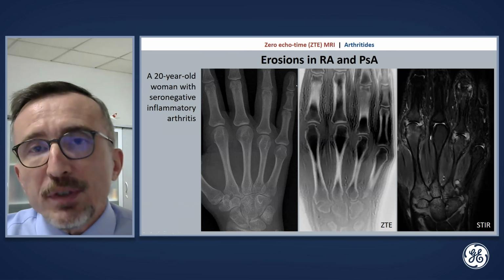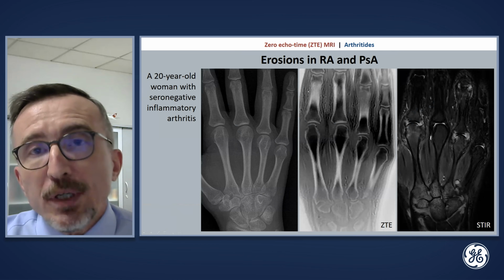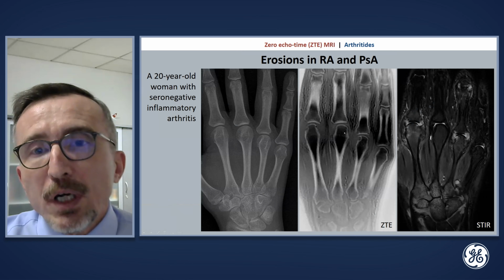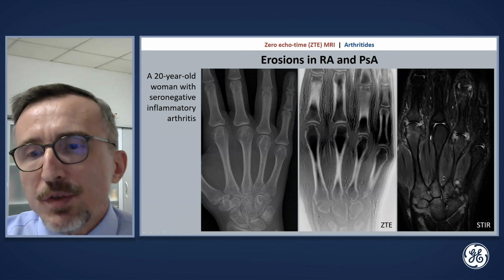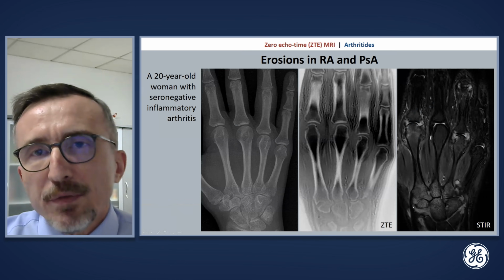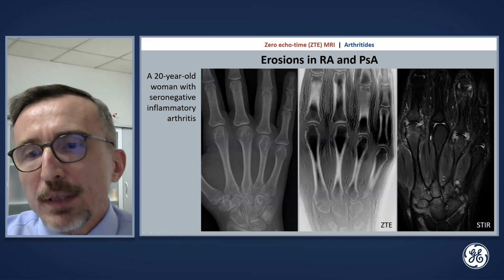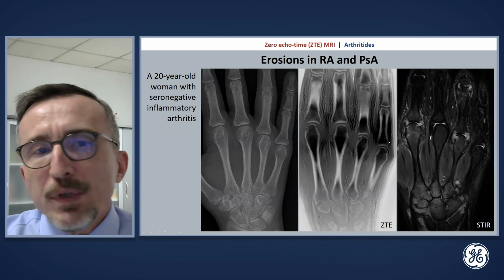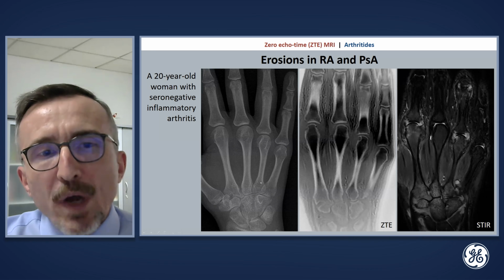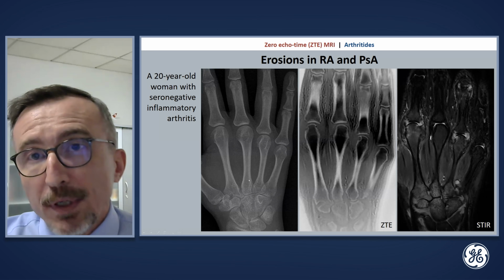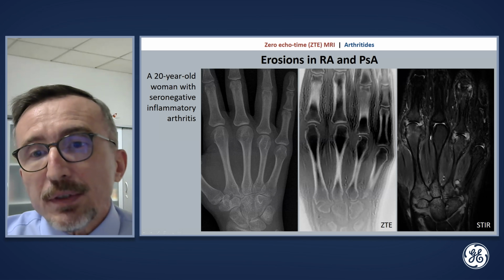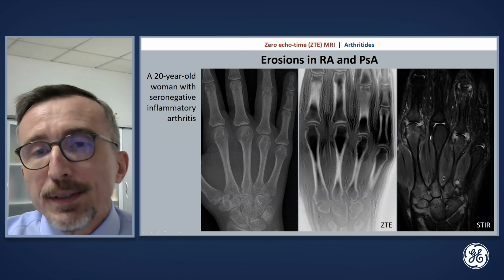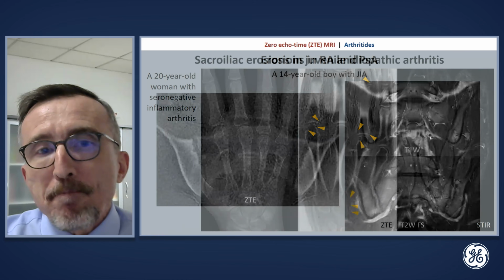Erosions in inflammatory disorders, in inflammatory arthropathies, I mean, are quite conspicuous with ZTE, as you can see here in this patient with seronegative inflammatory arthritis. You can appreciate osteitis, synovitis, and also lots of erosions which are not all well visible even on a radiograph, but then they are nicely depicted on this ZTE image as shown here. These point to the erosions.